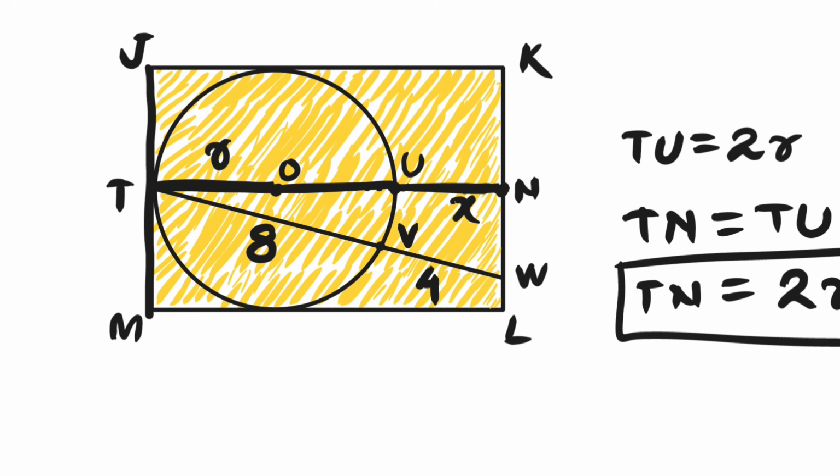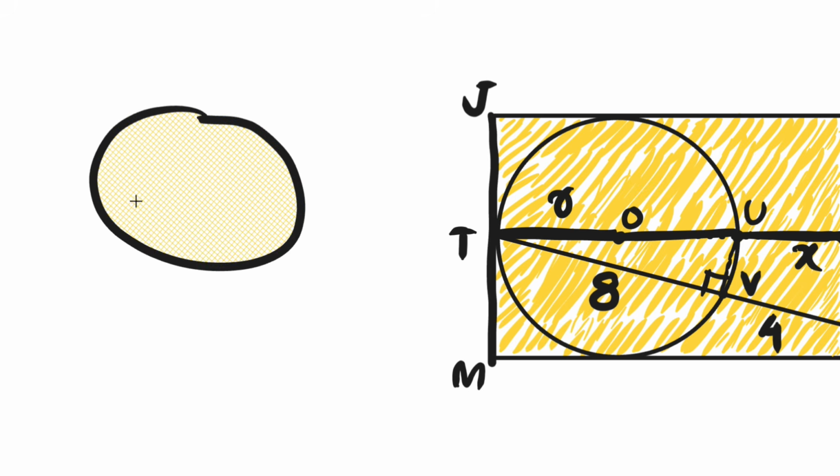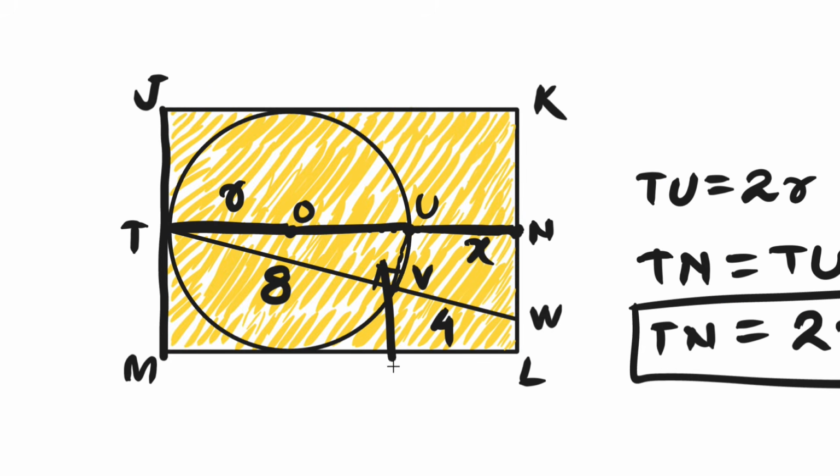Now we need one important geometric idea. Join V to U. Since TU is a diameter of the circle, an angle formed by the endpoints of a diameter and any point on the circle is a right angle. This is a theorem commonly known as Thales' theorem. Therefore, angle TVU equals 90 degrees.